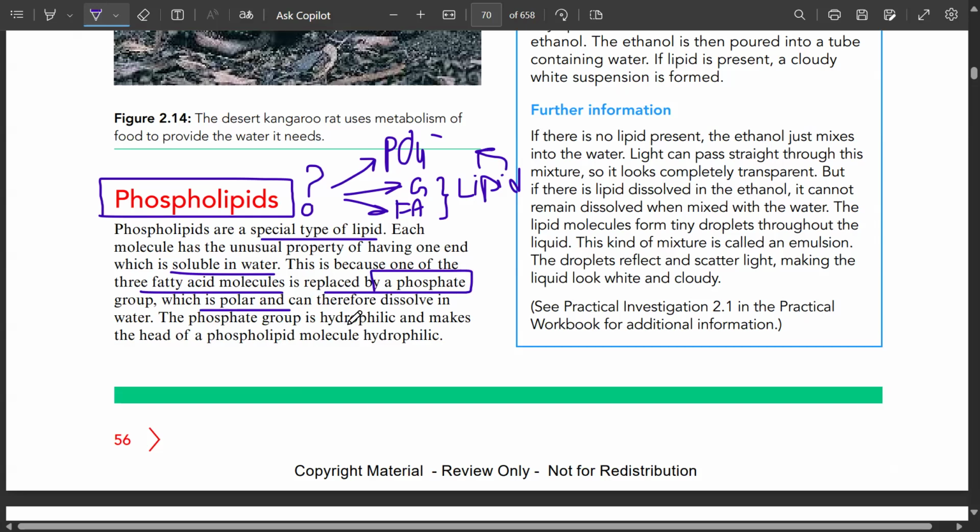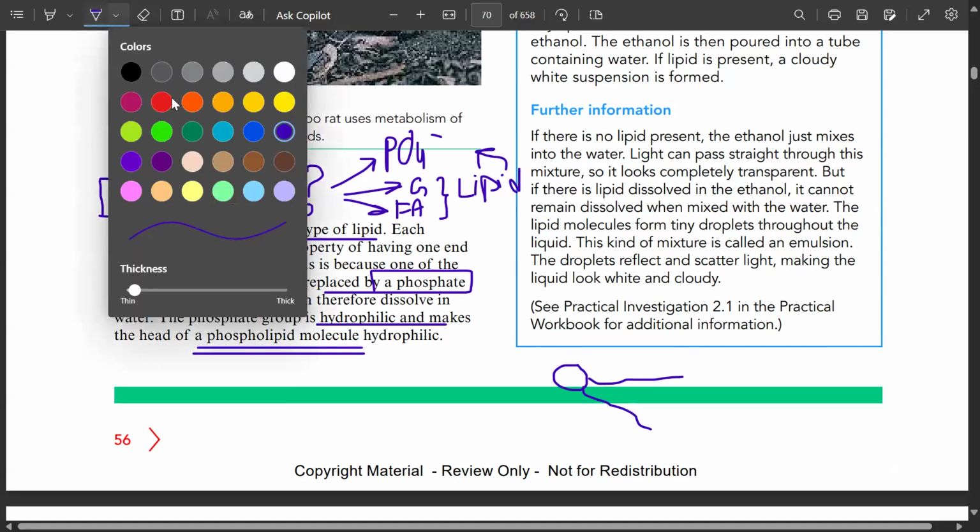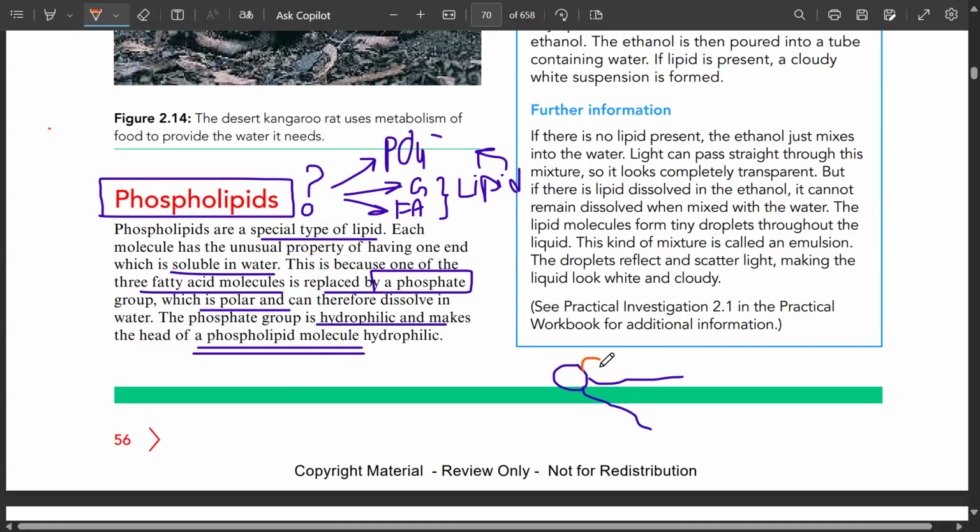The phosphate group is hydrophilic and makes the head of the phospholipid molecule hydrophilic. How? First, the lipid used to be insoluble when it had one glycerol molecule and three fatty acid chains, right? But now what is different with phospholipid? A phospholipid is a molecule which replaces one of the fatty acid chains and attaches itself over here. Now this molecule is known as a phospholipid.